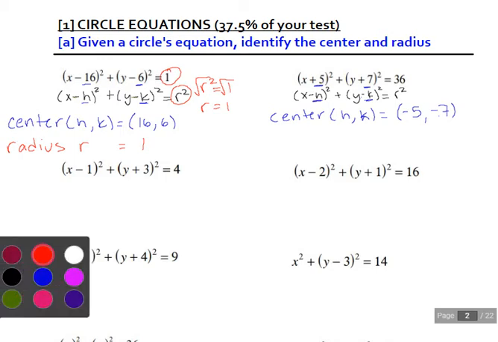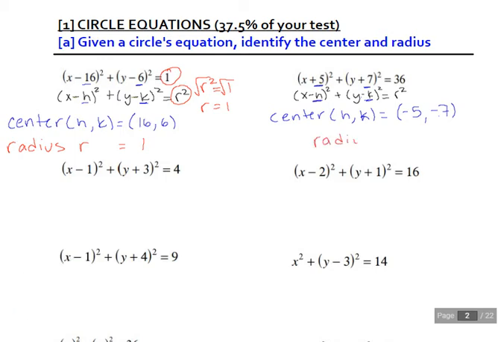Okay, so we're talking about the radius. Well, r squared is equal to 36. So to solve for r, we're going to square root both sides. So r is going to equal 6. Okay, remember the number you see that the equation is equal to is always a squared number. It's not just the radius, it's the squared radius.